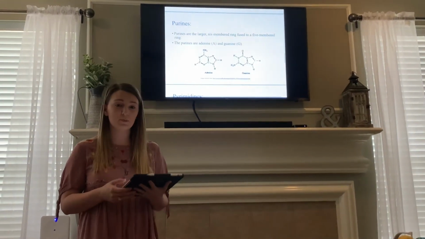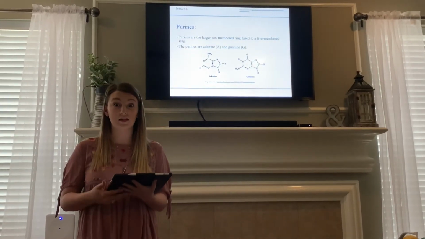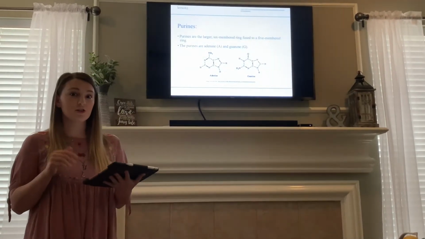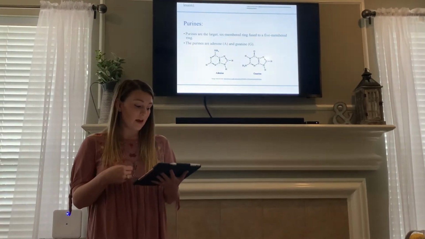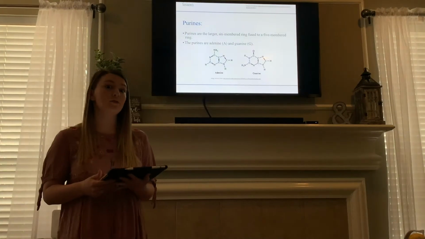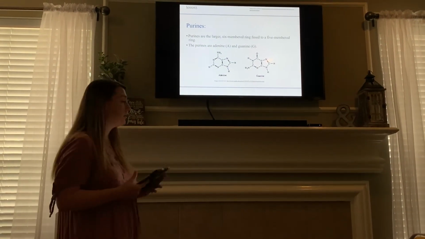So next we have the purines. So this is one of the molecules that we have within DNA, and it's the larger 6-member ring that's fused to a 5-member ring. And the two examples that we have of the purines are going to be adenine and guanine, as you can see right here.